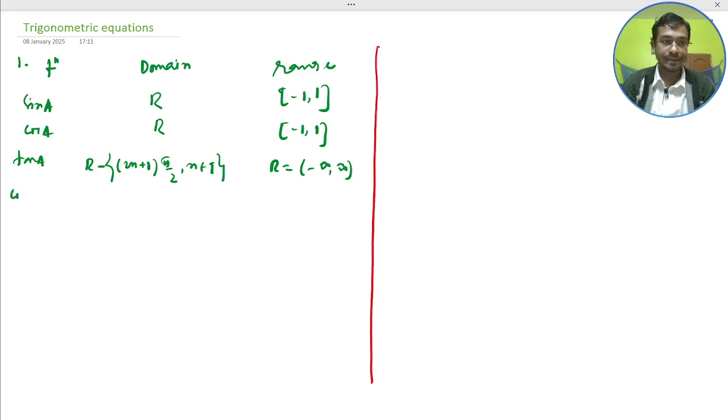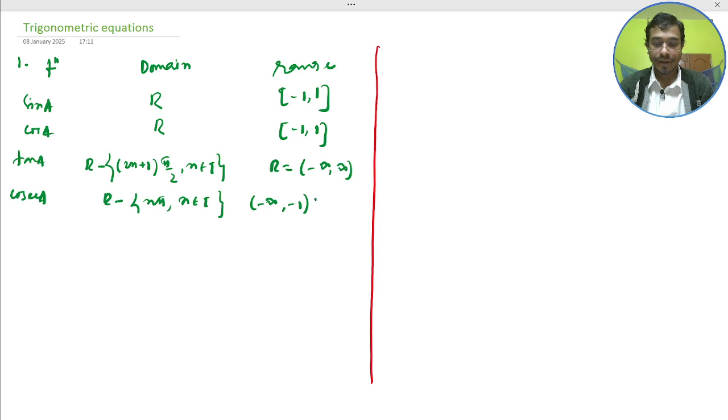And for cosec A, the domain is R minus n pi, n belongs to I. So here the range is minus infinity to minus 1, union, closed interval 1 to infinity, open interval.